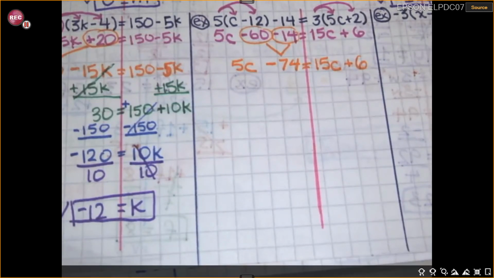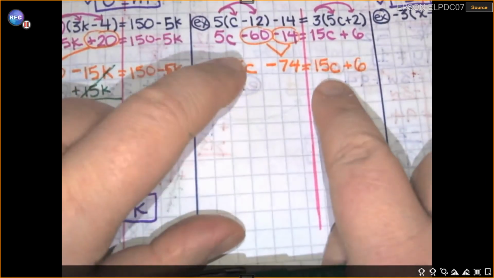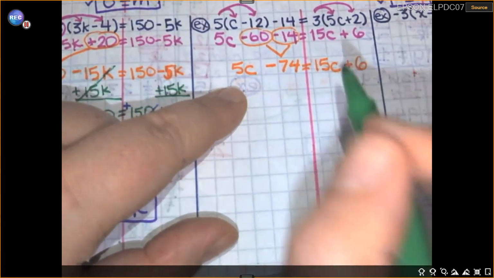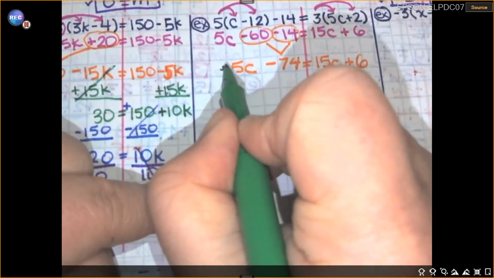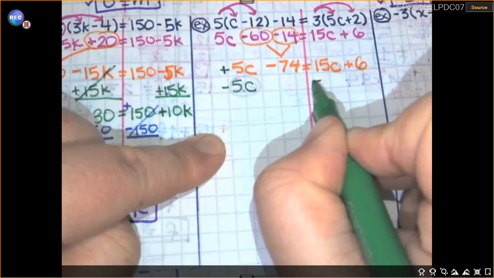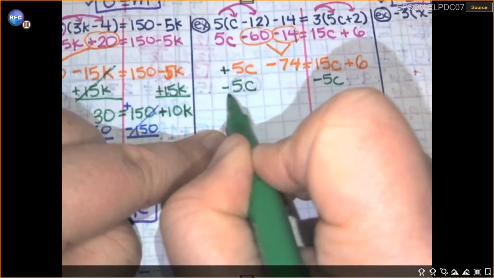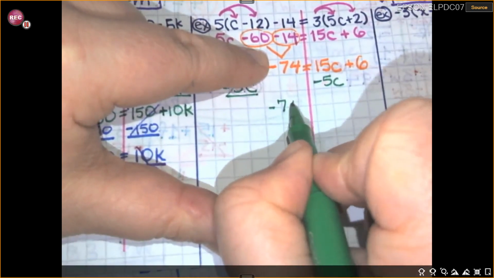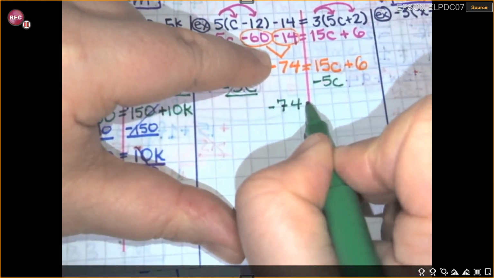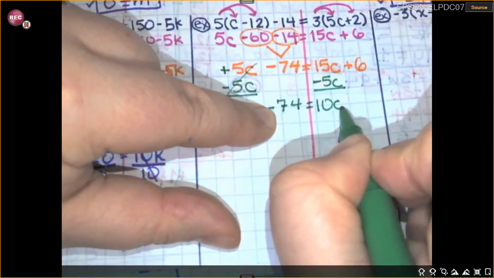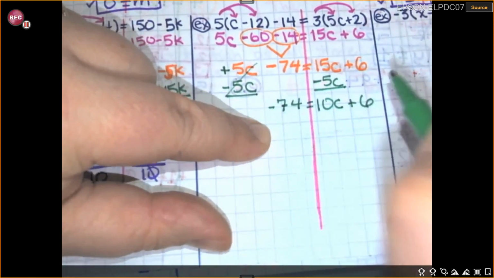Now move variables to one side. Again, move the lesser of the two. So I have 5c over here and 15c. Now this time they're both positive. So this is a positive 5, so this one's smaller. So move the lesser. So I'm going to subtract 5c. So that goes away. And I just have negative 74 equals 15c minus 5c is 10c. And then just bring down the 6.